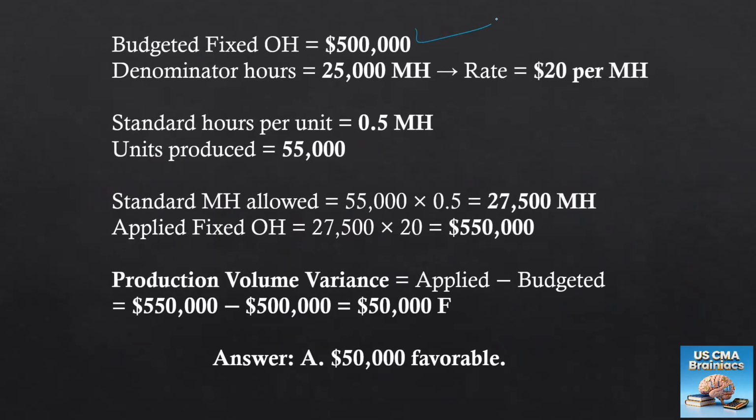Present budgeted 500,000, the standard rate we got is 20, the standard hours 27,500, and 55,000 units produced. Take the 20 standard rate times 27,500. Then we find that applied is 550,000. Then we take it as a favorable variance because we applied more. Next, clear? Clear.